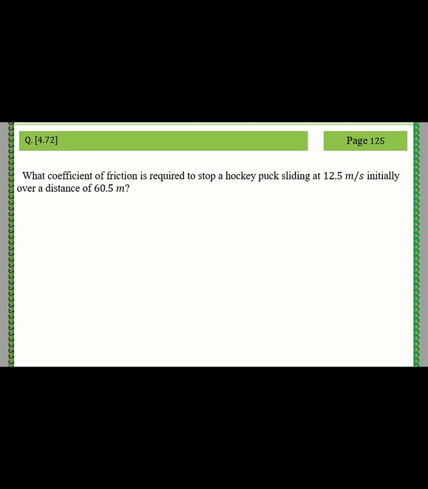Question 7. What coefficient of friction is required to stop? To stop means V final equals 0. A hockey puck sliding at 12.5 meter per second, this is V initial, over a distance of, this is delta x. Coefficient of friction. Now, we have a horizontal surface. This is the puck. This is x-axis, and this is y-axis.